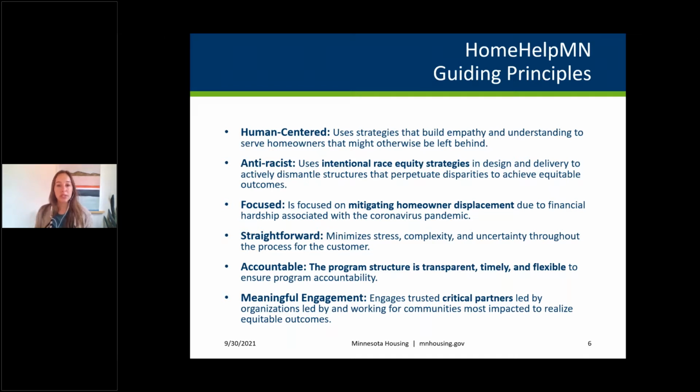We're really clear that we're focused on mitigating homeowner displacement due to financial hardship, doing our best to be straightforward and clear to minimize any stress and uncertainty throughout the process. And we really strive to be accountable, to be as transparent, timely, and flexible as we can with this program. And this last piece is really what the Community Connector RFP is all about. We want to have that meaningful engagement and work with trusted critical partners led by and working for communities most impacted to realize those equitable outcomes. So again, the foundation of the Community Connector RFP is on that guiding principle as well.